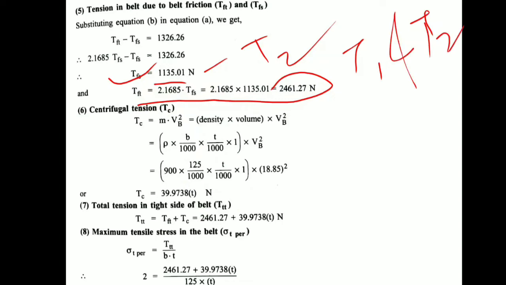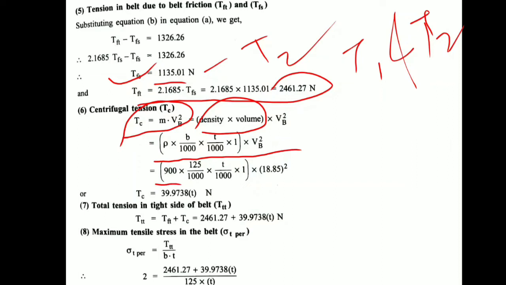Then we move toward the centrifugal tension. Now centrifugal tension we know as per the sequence, Tc is equal to mv square. Mass can be converted into density into volume. Therefore the equation is rho into b into t divided by 10 raised to 6 into velocity square. Now rho is 900 kg per meter cube.